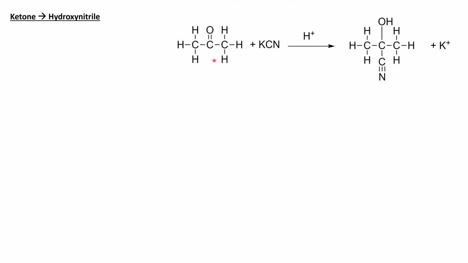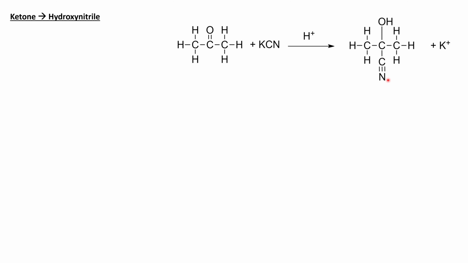Now we've got a ketone, this is propanone, and this is more commonly known as acetone, now varnish remover. Again, we're reacting it with potassium cyanide and acid. You can see we've made our hydroxynitrile product here. Let's consider how we would name this. The longest chain must include the nitrile group.